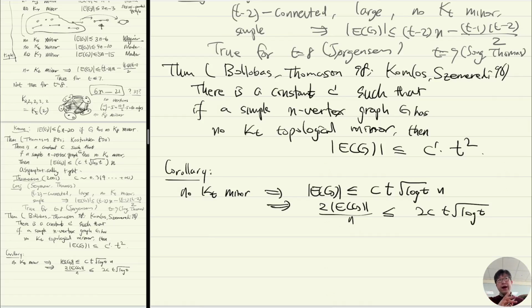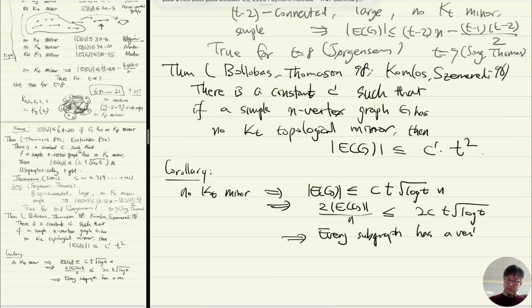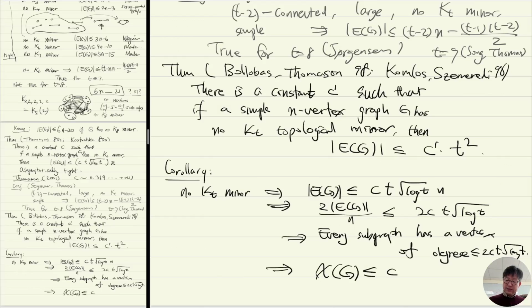And this is true for any minor of G, because if G has no K_t minor, then every minor of G doesn't have K_t minors. So that means every subgraph has a vertex of degree at most this. So that means the chromatic number is bounded by twice c t squared log t.